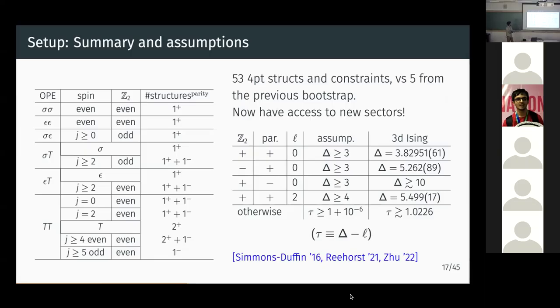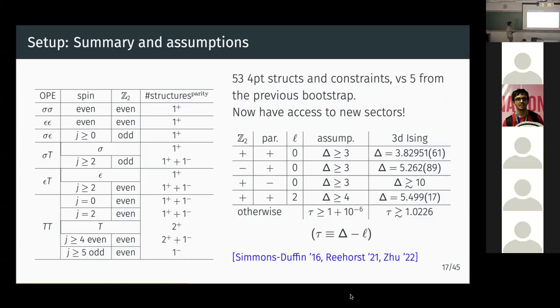So I should say now that we have 53 crossing equations that come out of all of this, as opposed to the 5 that we had before. As we've discussed, there's a bunch of new sectors included. I wanted to just briefly mention the assumptions that we put into our work.